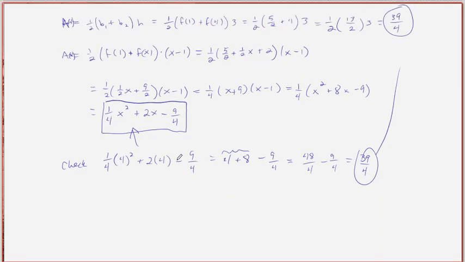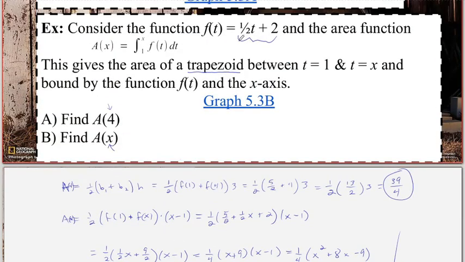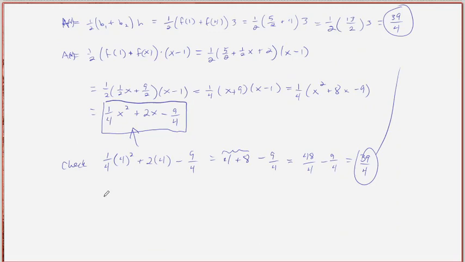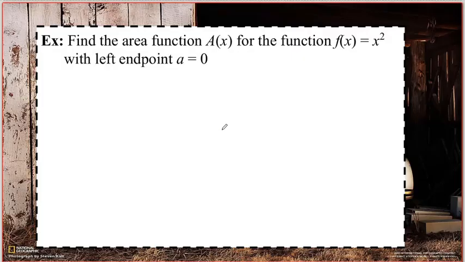Now if you look at what our original function was, 1/2 t plus 2, there is a connection between these two. And I'll draw that connection more definitively in a minute, but see if you can recognize it. Okay. If not, hang tight. We'll get there. So now let's try to find an area function for this guy.